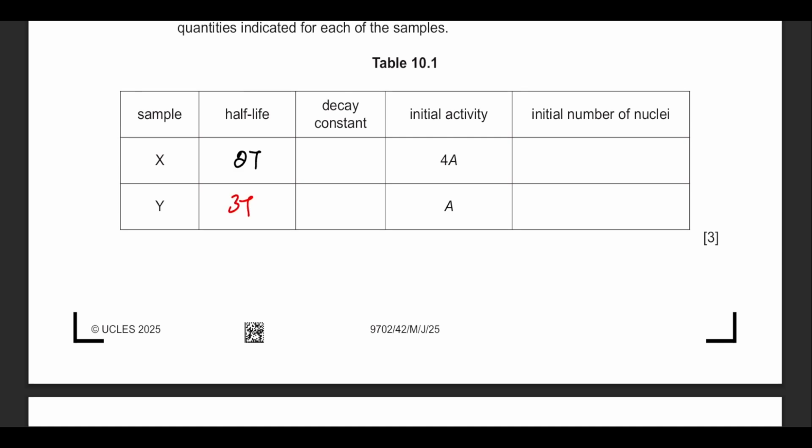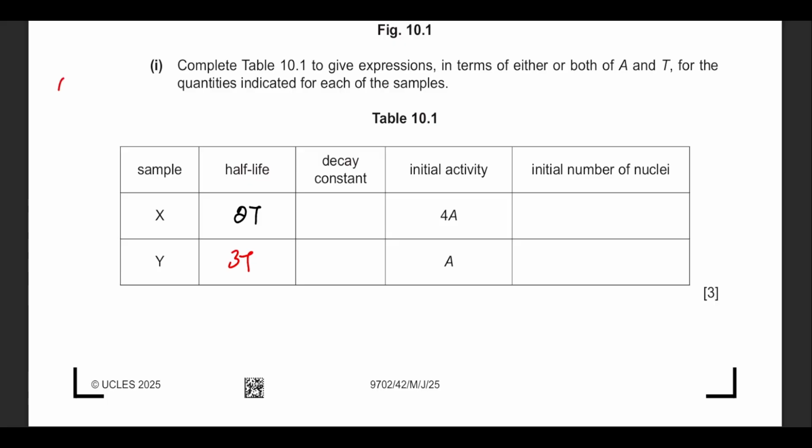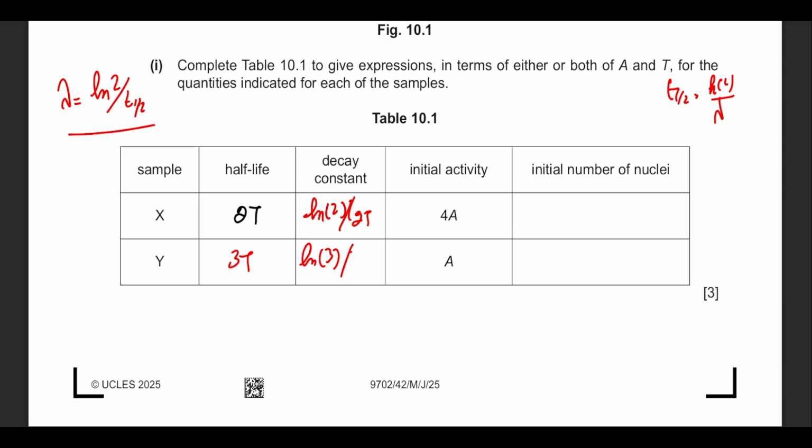Now the decay constant, we have a general equation for decay constant, which is either lambda equals ln2 by t half, or t half is equal to ln2 by lambda. These two are interchangeable. So the decay constant lambda is equal to ln2 by half-life. So I'm writing that down, ln2 divided by the half-life. Half-life is 2t. This is also ln2 by 3t. Yeah.